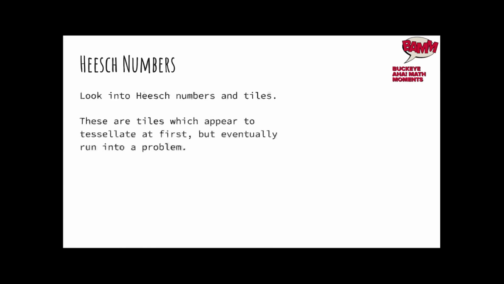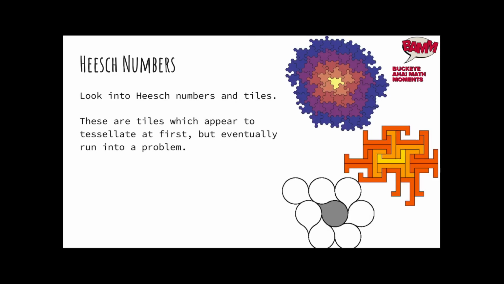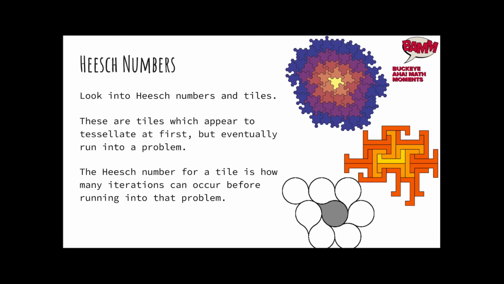You could also explore something called Heesch numbers or Heesch tiles. So Heesch tiles are tiles which appear to tessellate but eventually run into a problem. So remember, a tessellation has to be able to continue on forever. So Heesch tiles are tiles which look like they're about to tessellate, but eventually you get to a point where you can no longer place a tile without having a gap or an overlap. And the Heesch number for a tile is how many iterations can occur before you actually run into that problem.